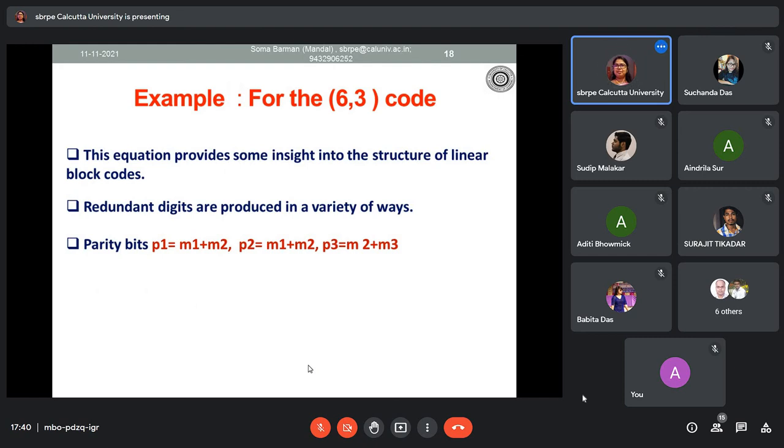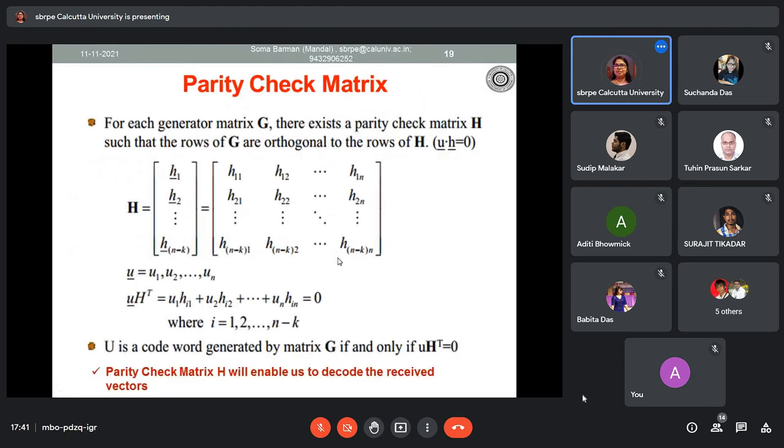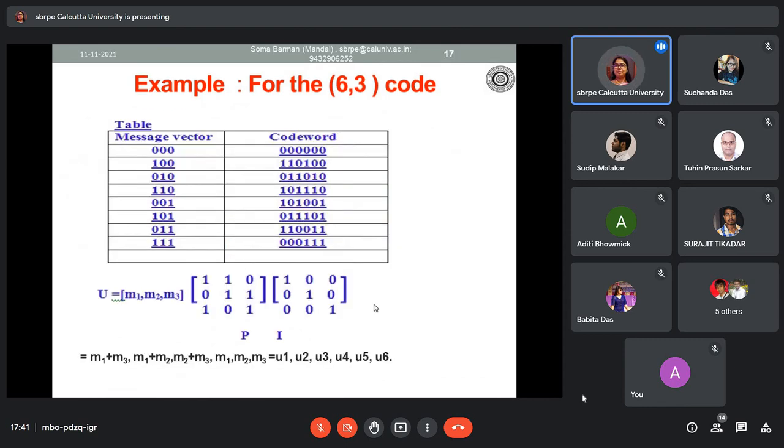So this equation provides some insight into the structure of the linear block code. Redundant digits are produced in a variety of ways. The parity bit P1 is M1 plus M3. I said something wrong there; P1 should be M1 plus M3, P2 is M1 plus M2 and P3 is M2 plus M3. A very simple way to generate them. So the message M1, M2, M3 is transformed into U1, U2, U3, U4, U5 and U6, and your code is generated.